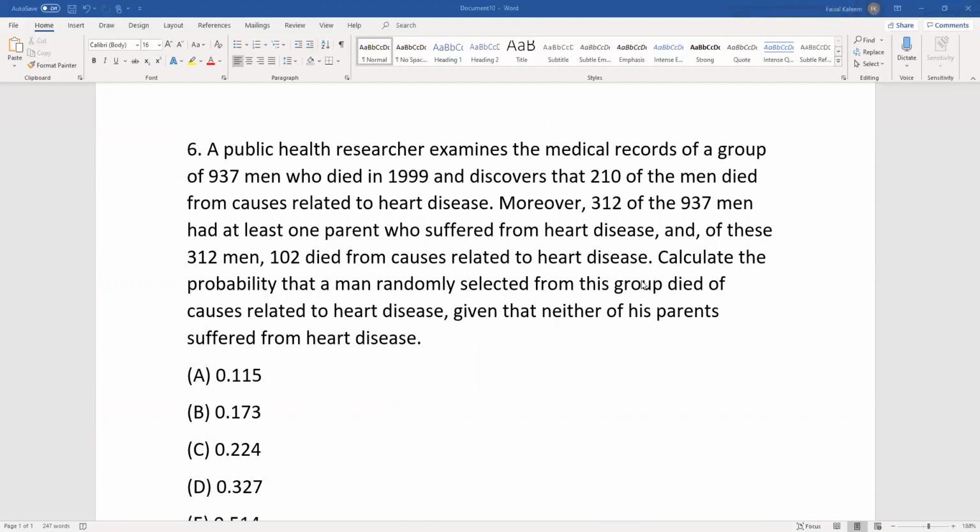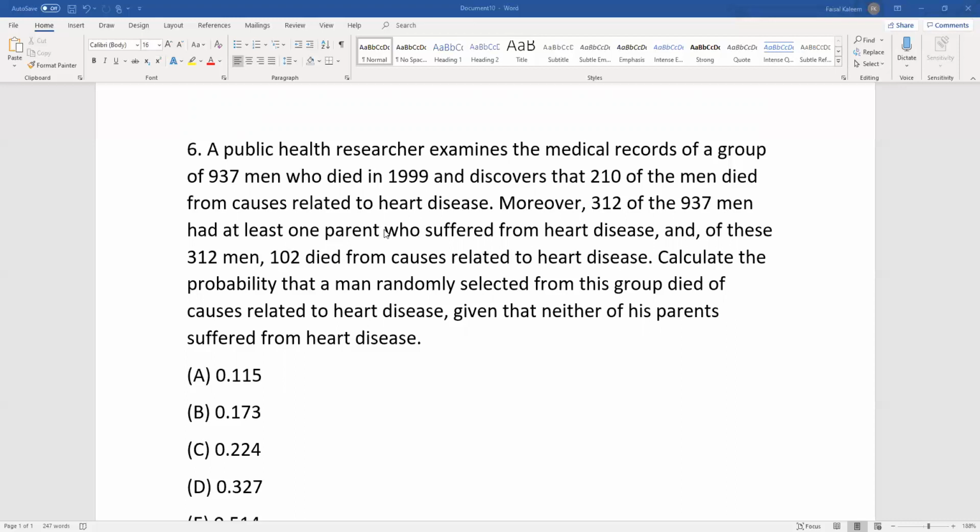the number who died of causes related to heart disease. Now, the total heart disease deaths were 210, and we need to find how many of these 210 had neither parent that was suffering. So now the 102 deaths: this sentence is showing us that 102 deaths had at least one suffering parent.